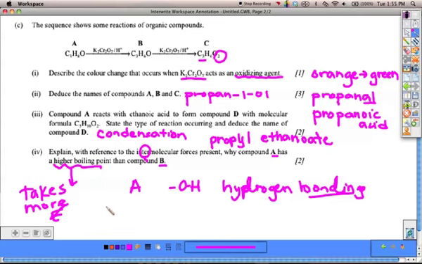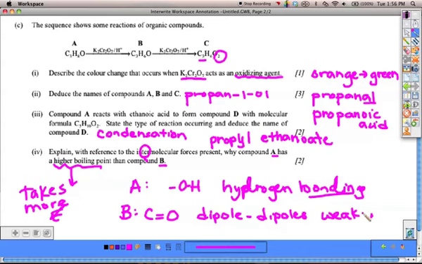In B, we only have a C double bond O, which is not as strong as hydrogen bonding. This is a dipole-dipole force because there is an electronegativity difference, but it's not nearly as much as the hydrogen bonding. So we have a weaker attraction, which means that it's going to take less energy for the molecules to overcome those forces holding them together to start boiling off.